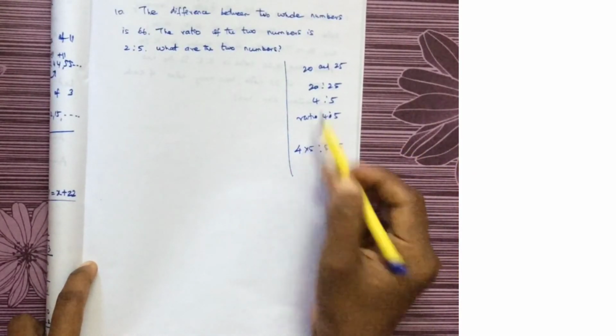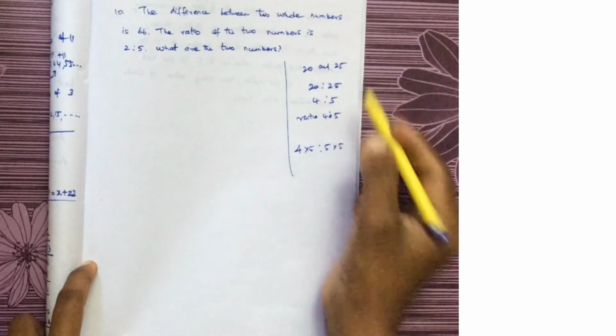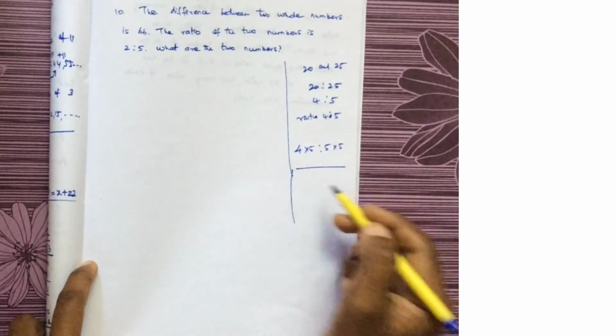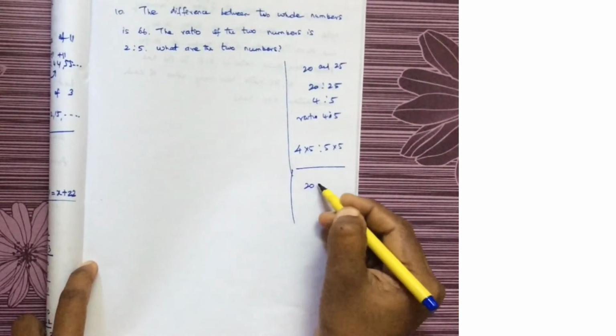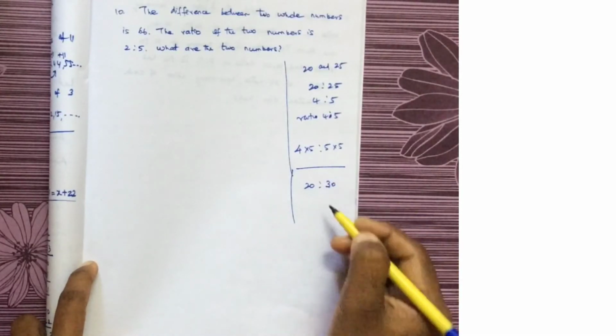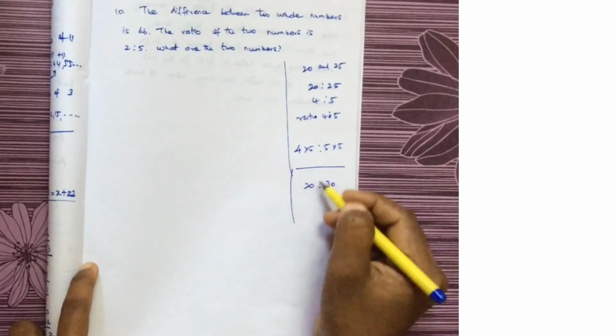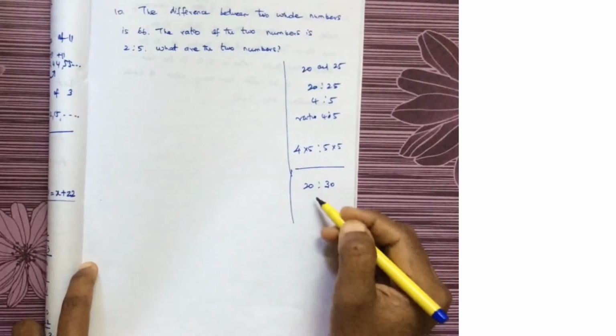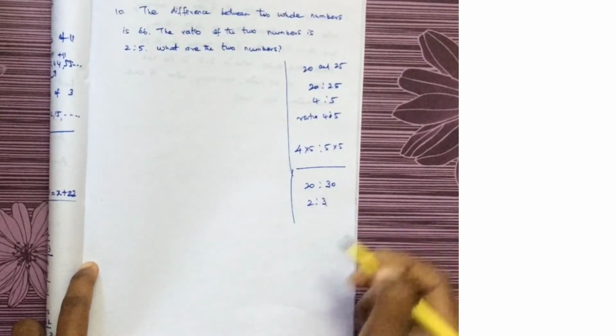So I will get 5 4s are 20 and 5 5s are 25. Take another example, just 20 and 30. It's very simple. Two numbers, 20 and 30. This is the original number, 20 and 30. So the ratio is 2:3.